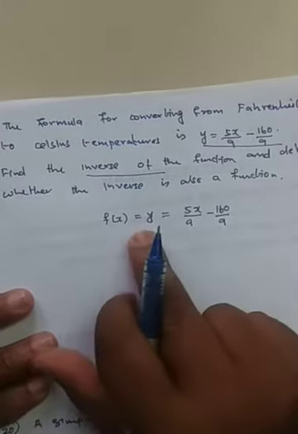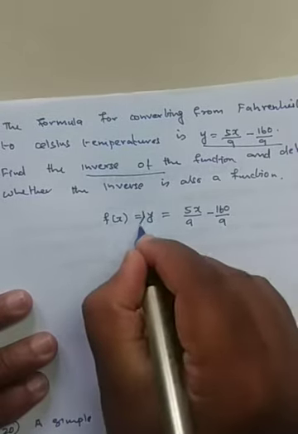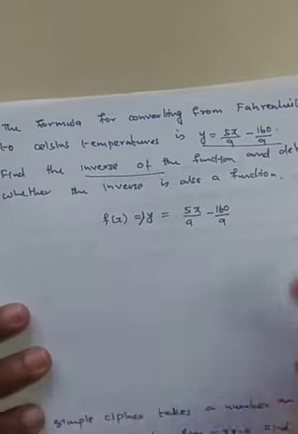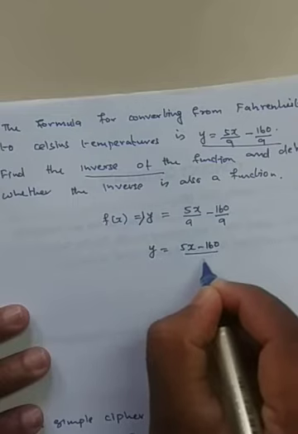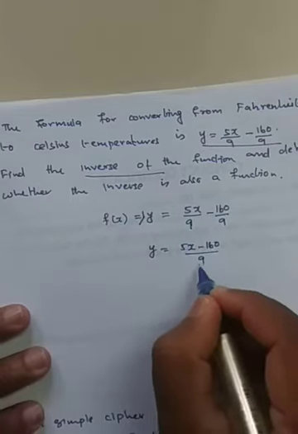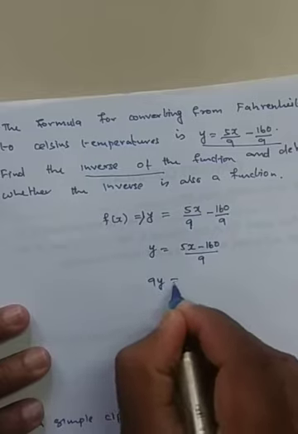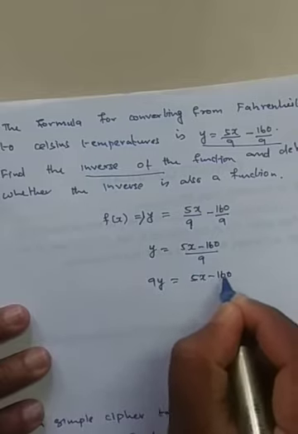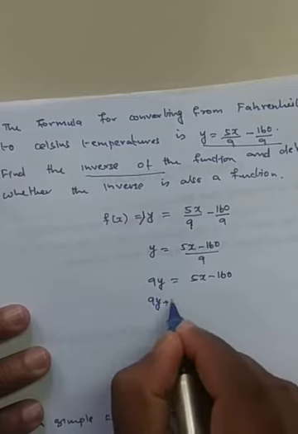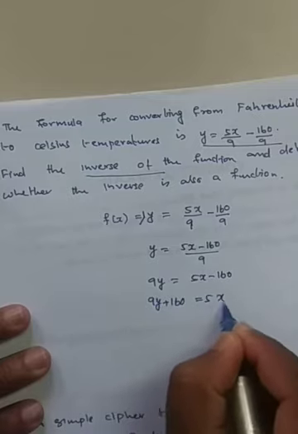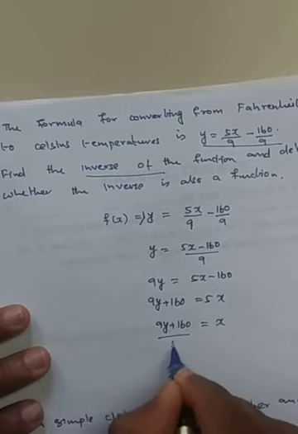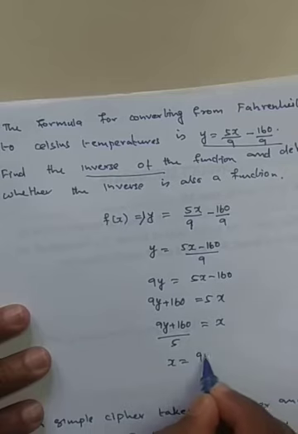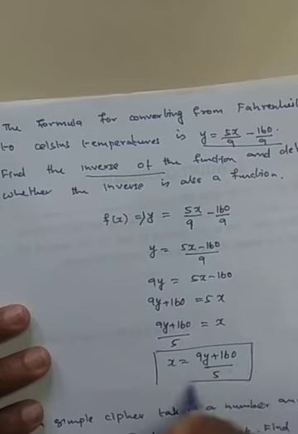Find the inverse now. y in terms of x is there, right? Now you need to write x in terms of y. That is y equals 5x minus 160 by 9. Commonly I can write because 9 is the common denominator. Bring this 9 to that side. 9y equals what we are getting? 5x minus 160. Minus 160 comes to this side as plus 160. So 5x equals 9y plus 160. Then the x value we are getting is 9y plus 160 divided by 5. This is your inverse function.